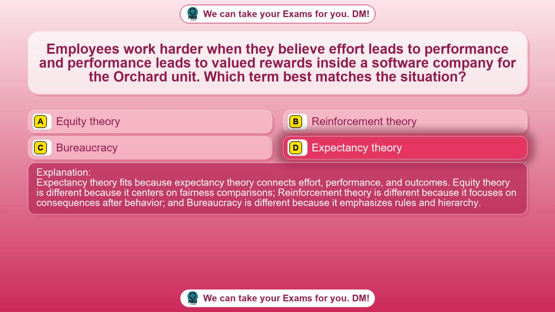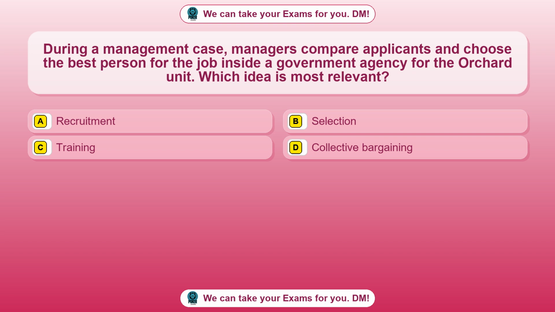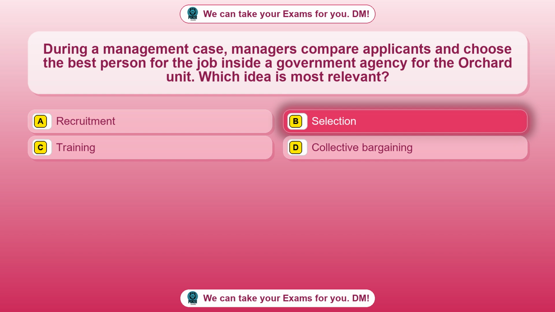Question 45. During a management case, managers compare applicants and choose the best person for the job inside a government agency for the orchard unit. Which idea is most relevant? Option A, recruitment. Option B, selection. Option C, training. Option D, collective bargaining. The correct answer is option B, selection.